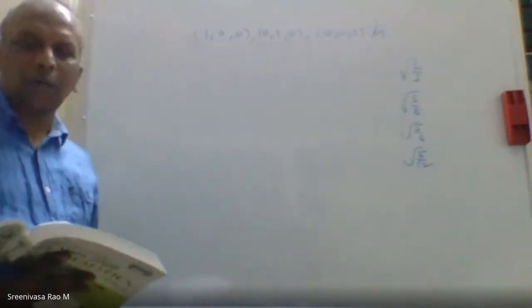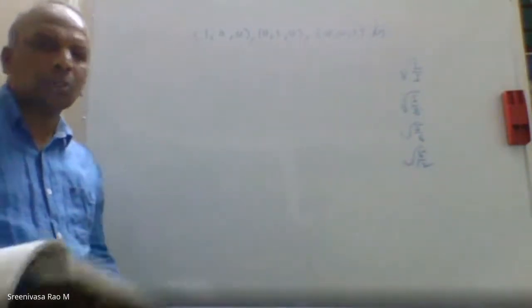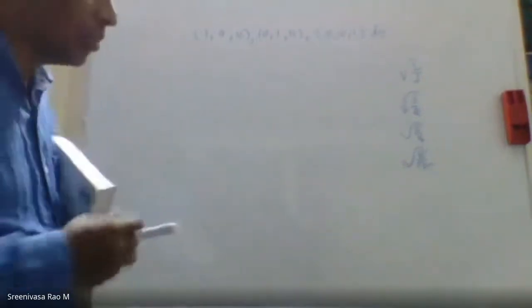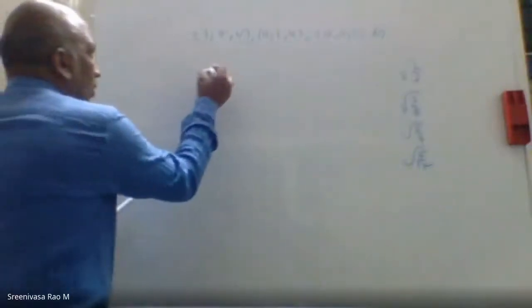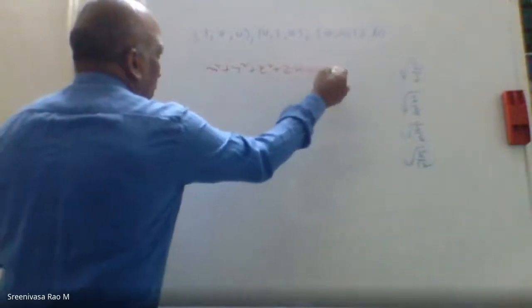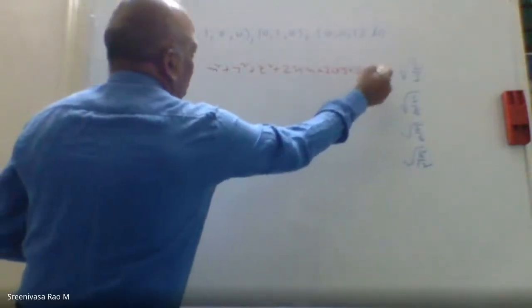Find the smallest value. What are the possible smallest values? You can find the equation. So how to do that? You take the general equation, I'm telling you. If you take the general equation of a sphere, what is the general equation? x square plus y square plus z square plus 2ux plus 2vy plus 2wz plus d equal to 0.